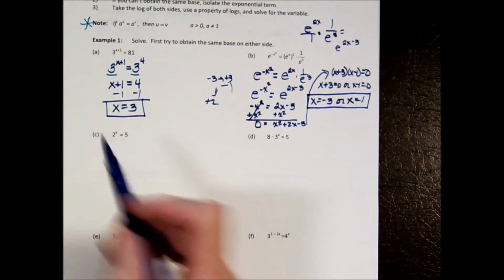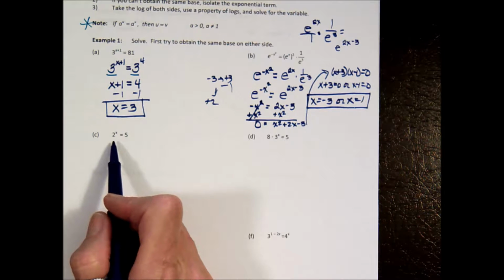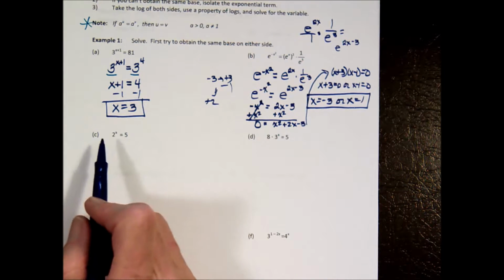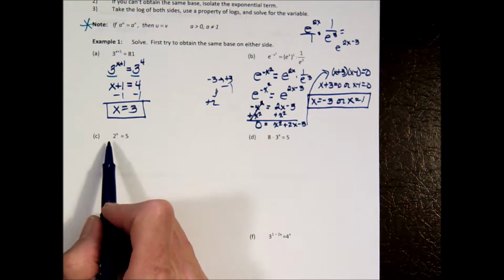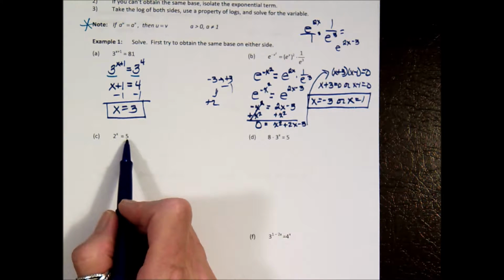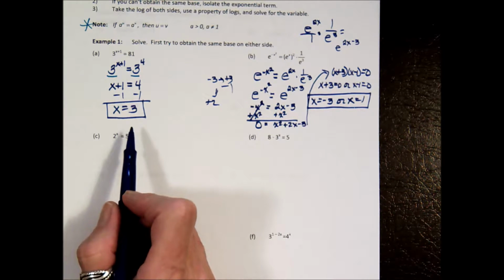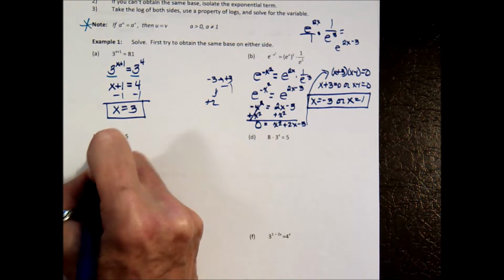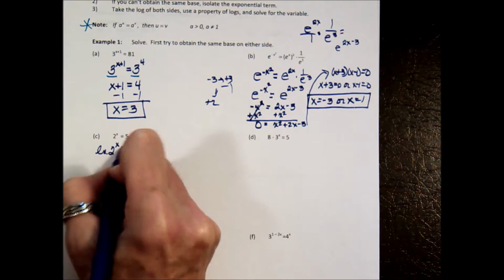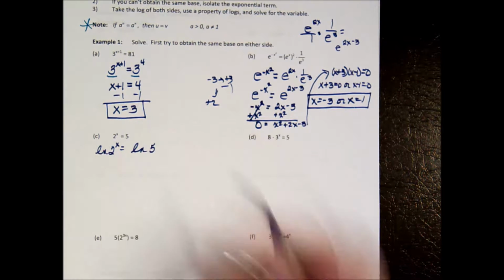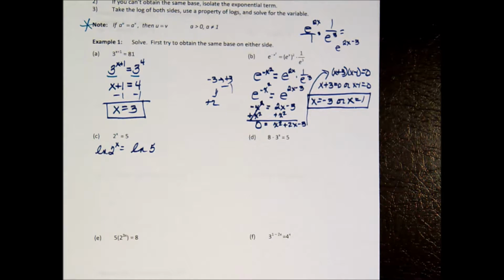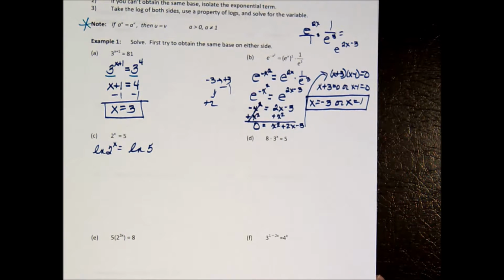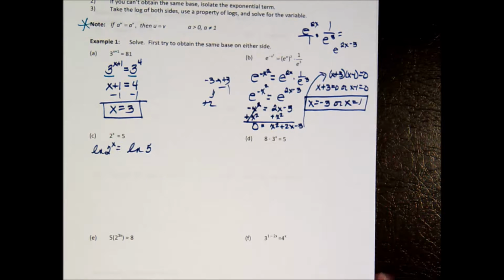All right, let's look at C. This is one where I cannot make the bases the same. 5 is not a power of 2. So there's nothing I can do to turn that 5 into a 2 to this something. That isn't going to work. And since it's not going to work, we're going to take the ln of both sides. I always take the ln instead of the log. Maybe it's just laziness because I only have to write 2 letters. I don't know. It just seems easier.